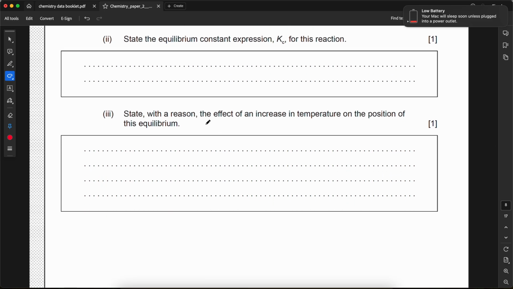State the equilibrium constant expression Kc for this reaction. Kc, that would be the concentration of product divided by the concentration of reactant.